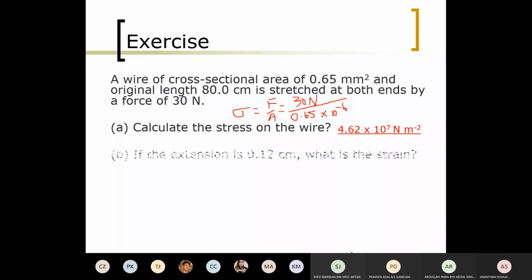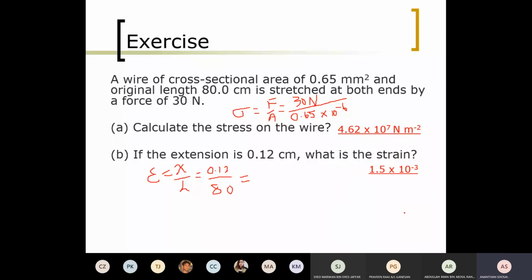Okay, next. If the extension is 0.12 centimeter, what is the strain? So what is strain? Strain is extension over the original length. So extension is 0.12, and the length is 80 centimeter. So you get the strain. You should get 1.5 times 10 to the power of -3. No unit.